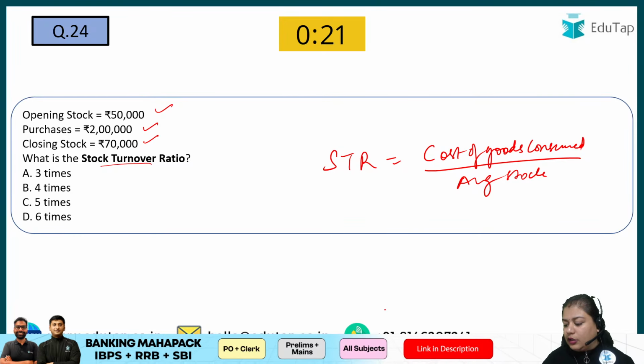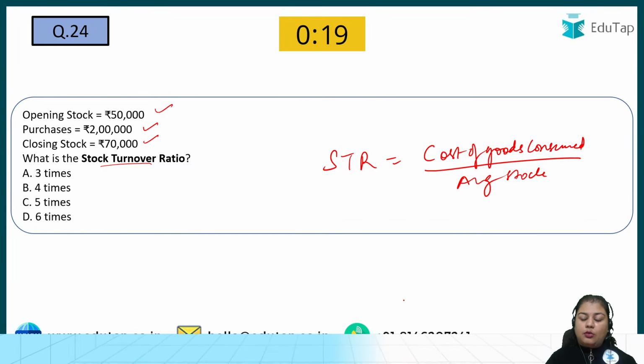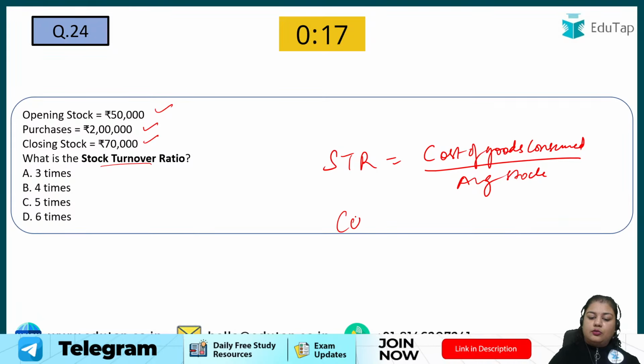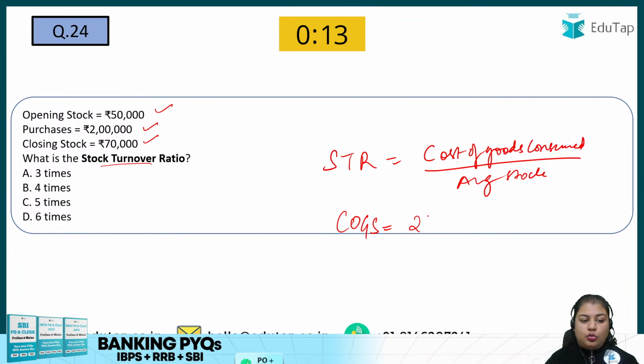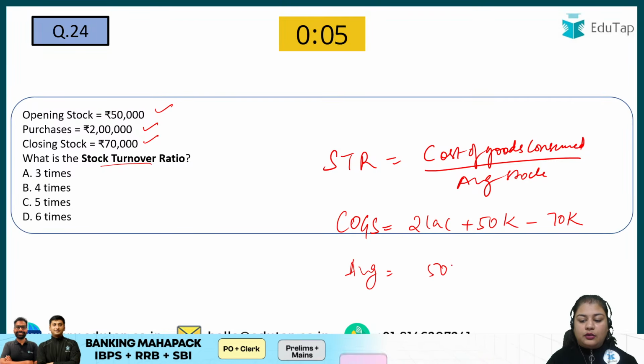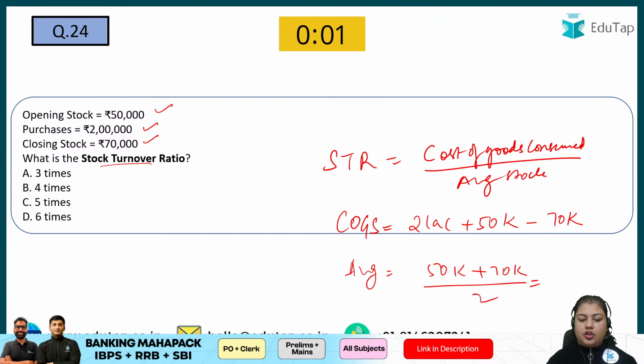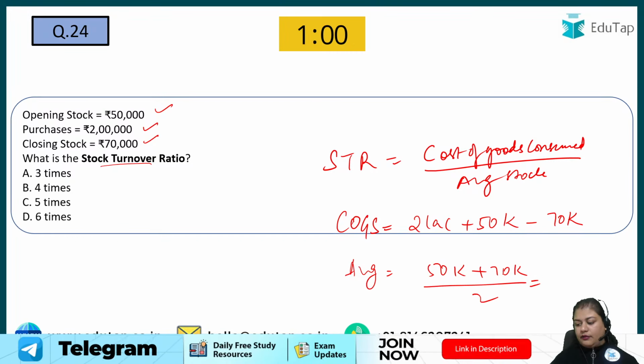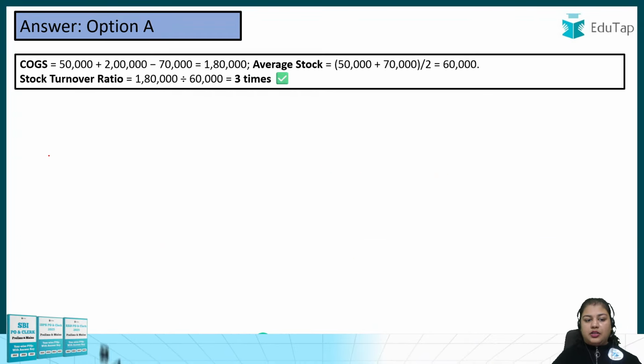First you have to find out the cost of goods consumed. How will we find the COGS? It will be purchases 2 lakh plus 50,000 minus the closing stock. And what will be the average stock? Average stock will be 50,000 plus 70,000 divided by 2. What will be the answer here? Yes, everybody has answered it correctly. That is 3 times.